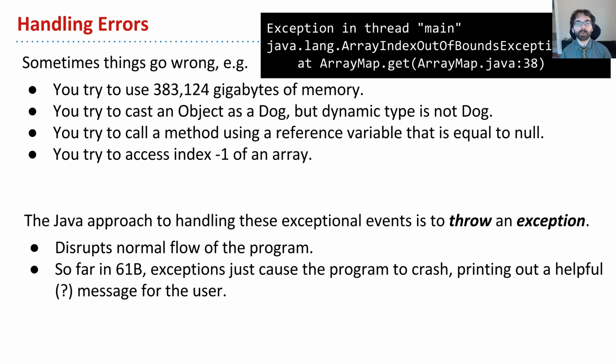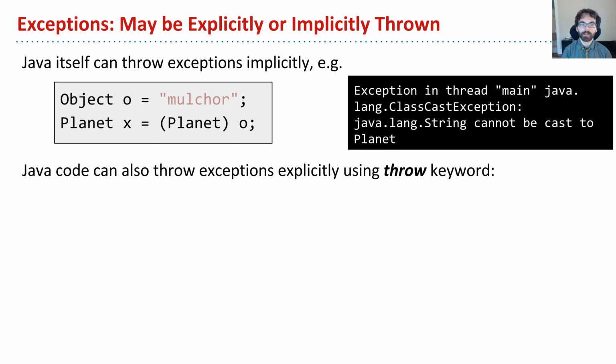So what does that mean? Well, the program stops what it's doing and it does something else. And so far, that something else has been crashing and printing out a message that is hopefully useful to the user or programmer of that class. So as we saw in our example before, those exceptions can occur either implicitly. Like, for example, I create an object that's a string, with a dynamic type of string. And then I try to cast it as a planet, and that doesn't work, and we get a class cast exception.